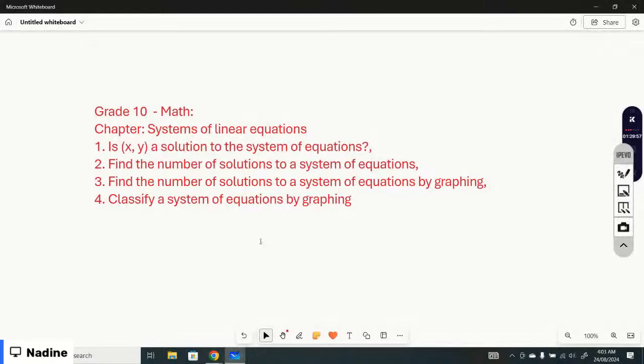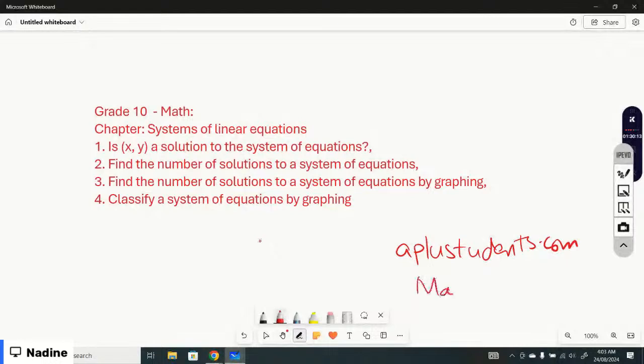You can find all the lessons on aplusstudents.com. You have to log in there using your email address and password as provided by the administrator. Then you have to select math from the subject tab. Scroll down to grade 10 math and then click on view all lessons. There you can find a list of the chapters. We're going to start with the chapter Systems of Linear Equations.